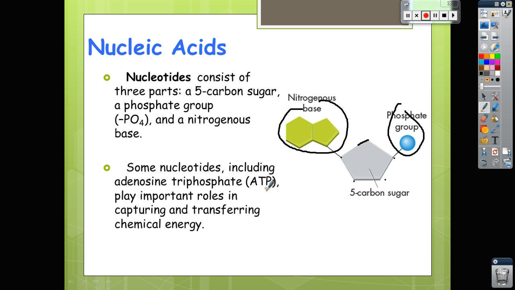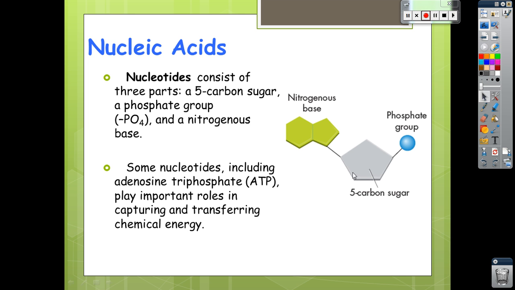Nucleotides, like for example ATP, play an important role in what? In capturing and transferring chemical energy. Your nucleotides are going to capture energy with your phosphate group, your nitrogenous base. We're talking about a 5-carbon sugar. So remember, you have sugar, ribose and deoxyribose, inside of your nucleic acids. And they help to transfer chemical energy, which then promotes also transferring genetic material as well.